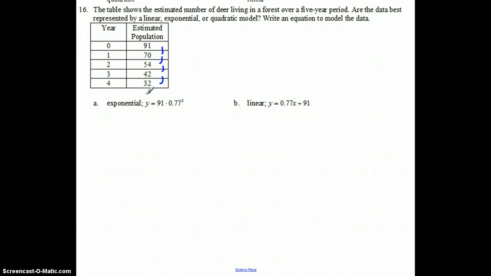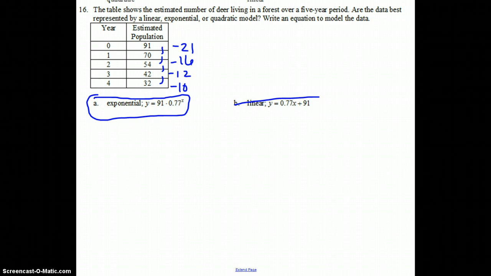So 91 minus 70 would give you 21, so it went down by 21 here. To go from 70 to 54, it went down by 16. 54 to 42, it went down by 12. From 42 to 32, it went down by 10. So even if I were to look at this, I could tell the changes aren't the same, which means that it can't be linear, which means it has to be exponential.